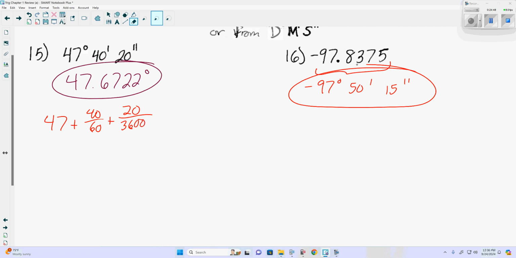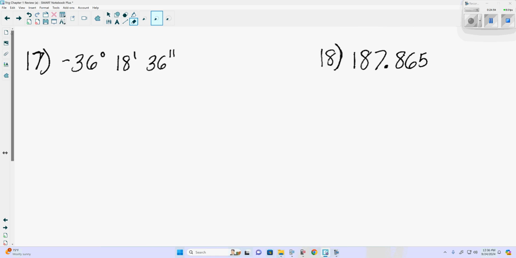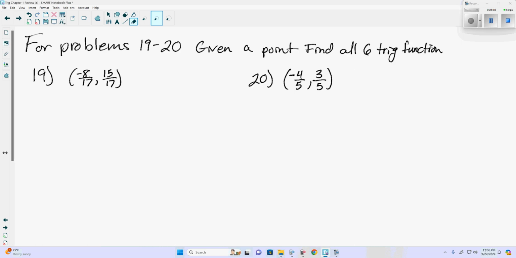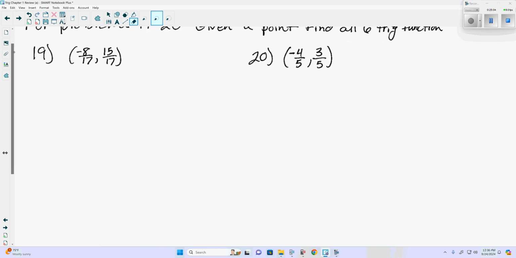Questions on this here for 15, 16, 17, 18? We feel comfortable from going to degrees, minutes, seconds, to degrees, or degrees to degrees, minutes, seconds? Awesome. All right, 19 or 20.